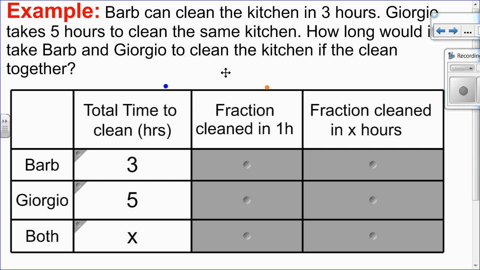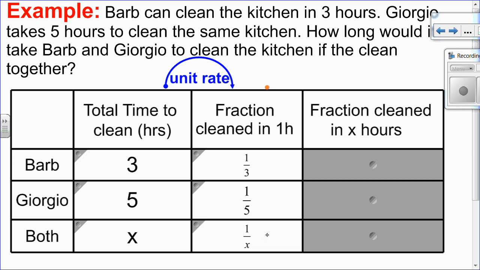Let's take it down to a unit rate. So a unit rate, I hope you remember from junior high, is the time it takes to do a job, or how much you do in 1 hour. Unit meaning 1. So in 1 hour, Barb cleans a third of the kitchen. In 1 hour, Giorgio cleans 1/5 of the kitchen. And together they both clean 1 over x. I don't know what x is, but 1 over x of the kitchen.